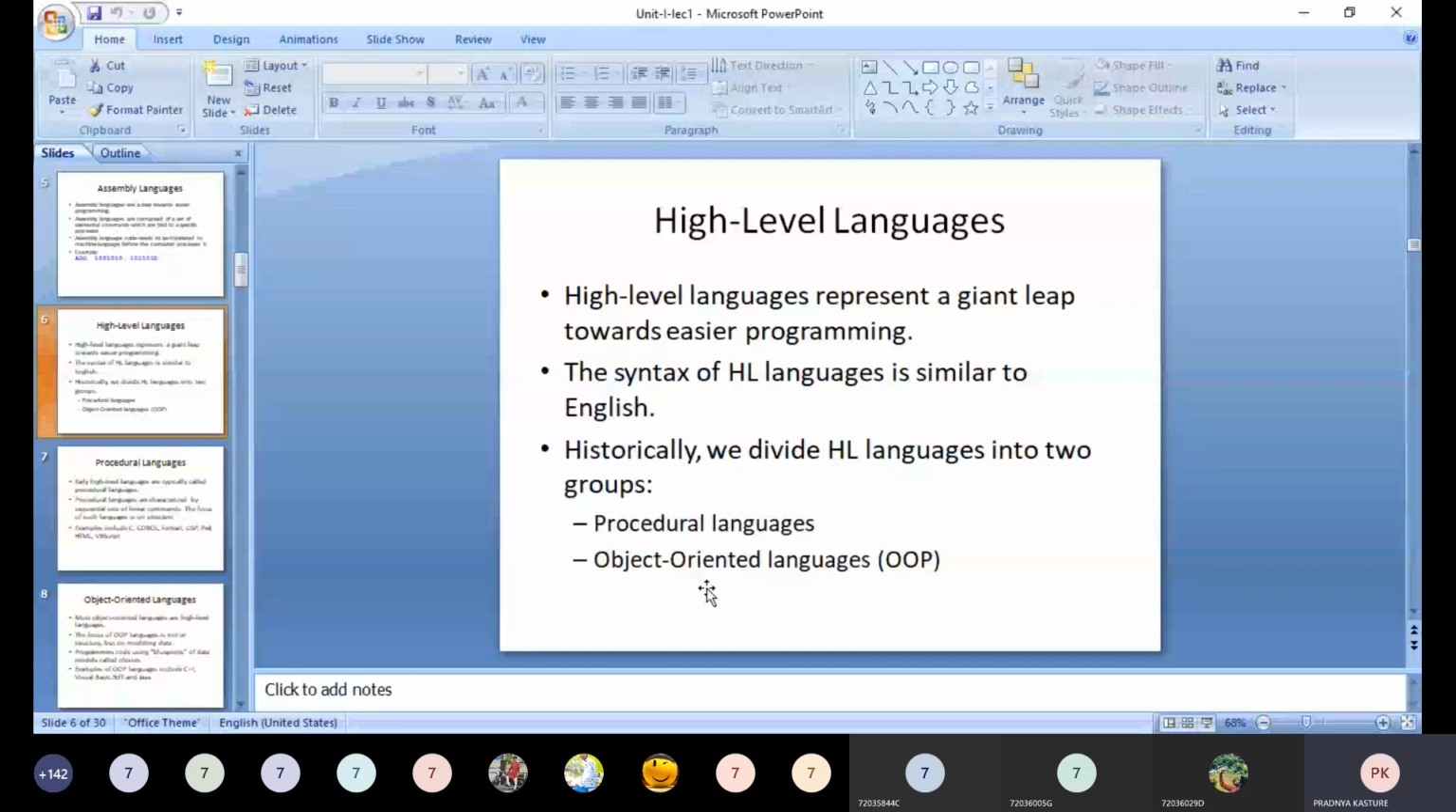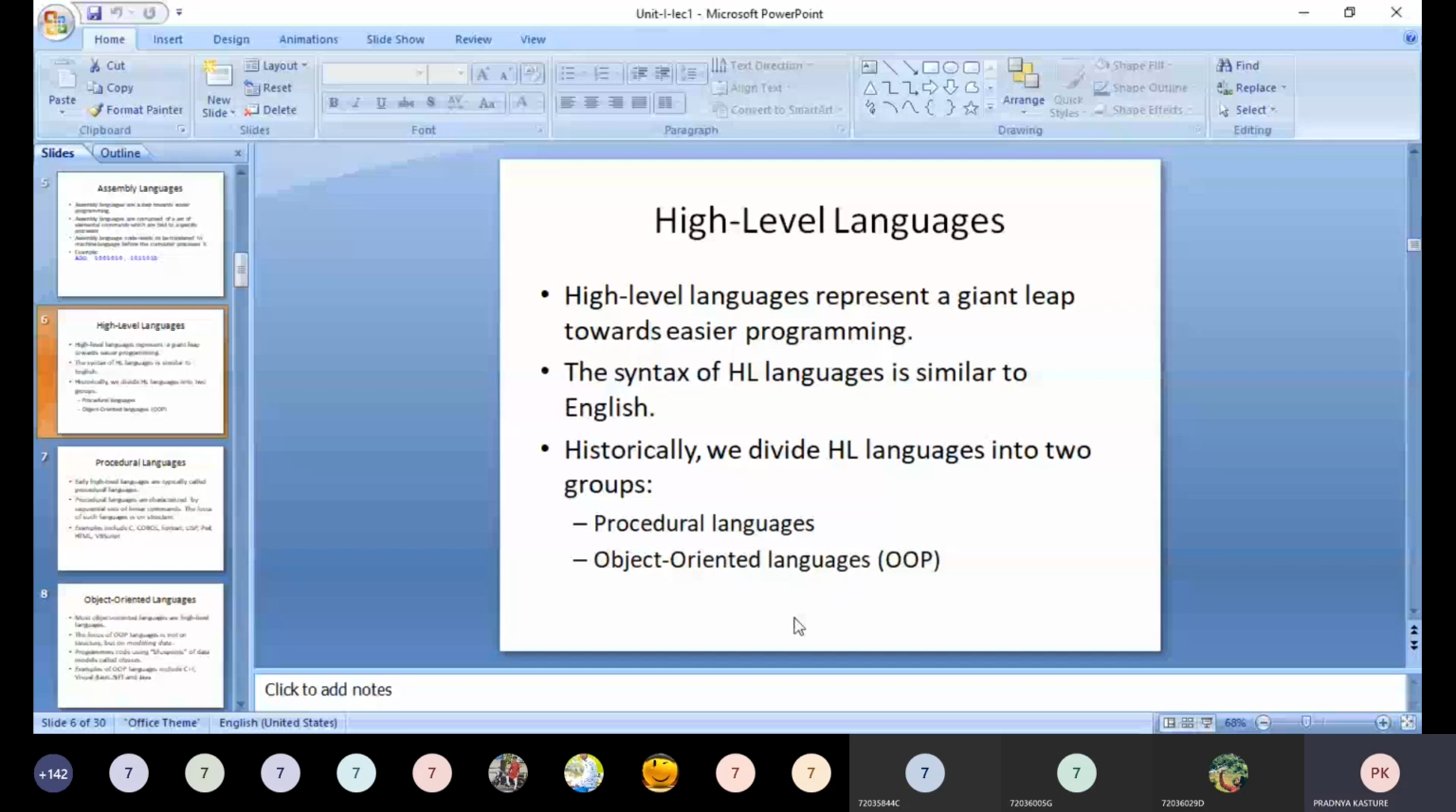Historically, we can divide the high level languages again into two groups, as they came into existence. One is the procedural languages, and another is the object oriented languages. As we know, first the procedural languages came and then the object oriented languages came.